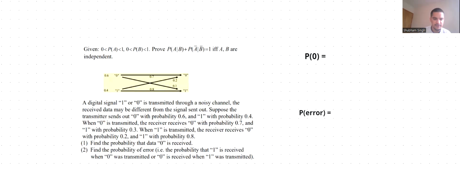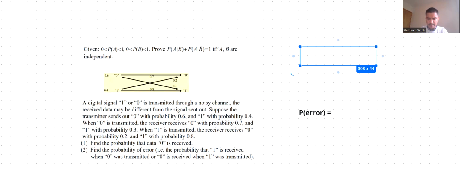So let's start solving for 0 first. What would be the probability of 0? The probability of 0 would be the probability of receiving 0 when 0 is transmitted, plus the probability of receiving 0 when 1 is transmitted.